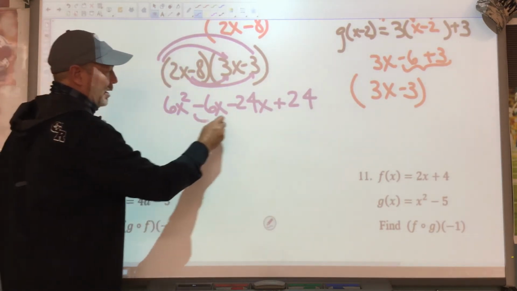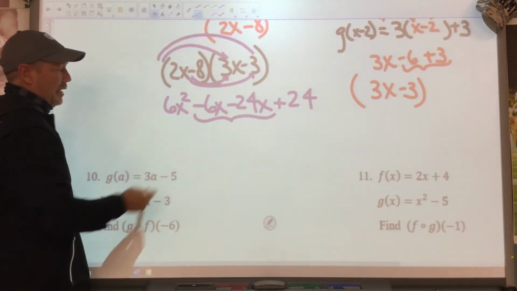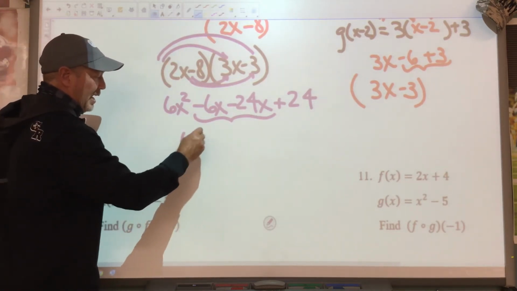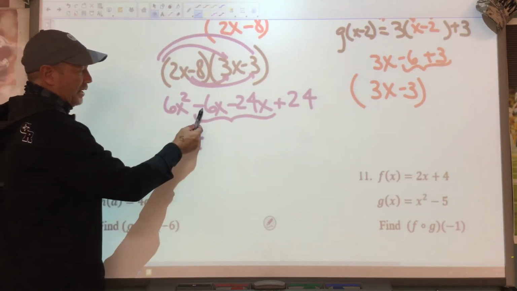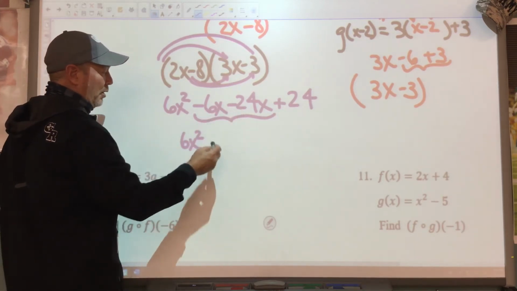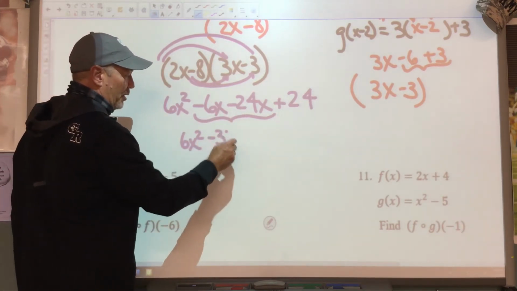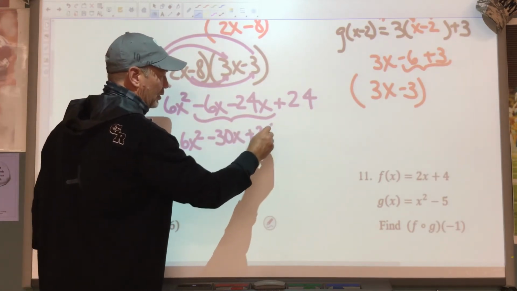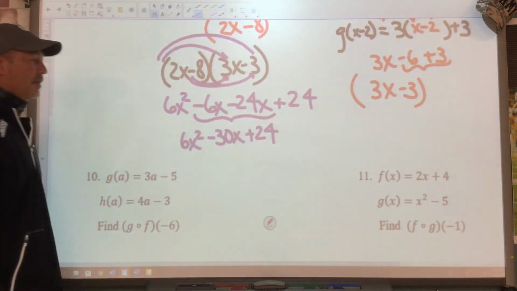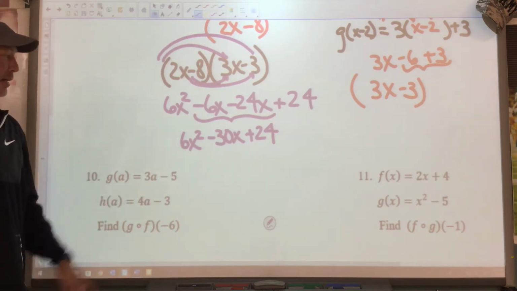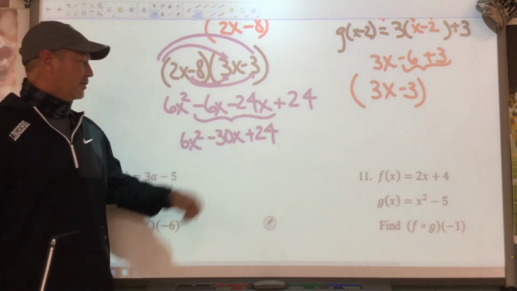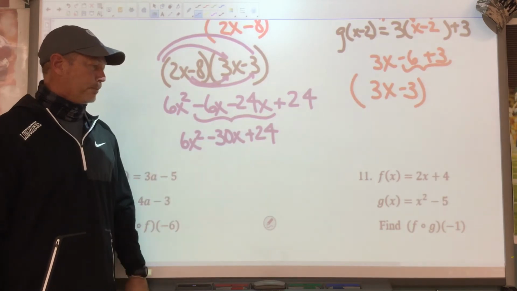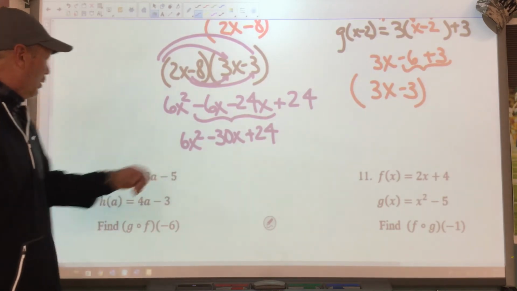We're going to combine our like terms. And so we're going to end up with 6x squared. Negative 6 and negative 24 is going to give us a negative 30x plus 24. There's our answer for number 9. 6x squared minus 30x plus 24. Okay? Let's go to number 11.